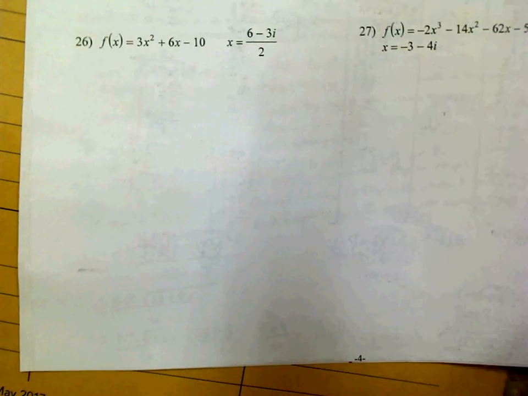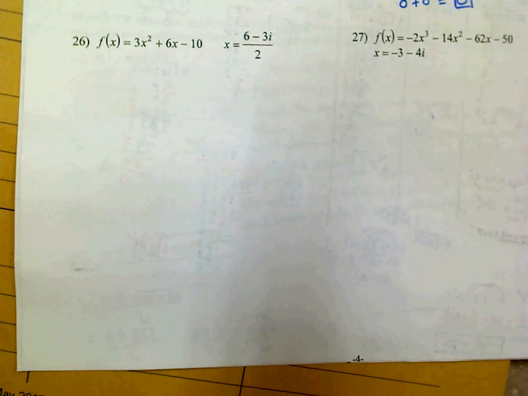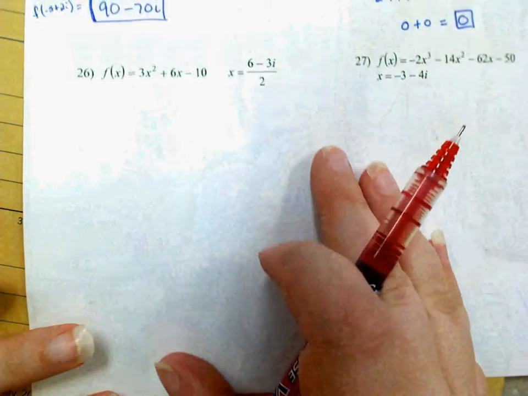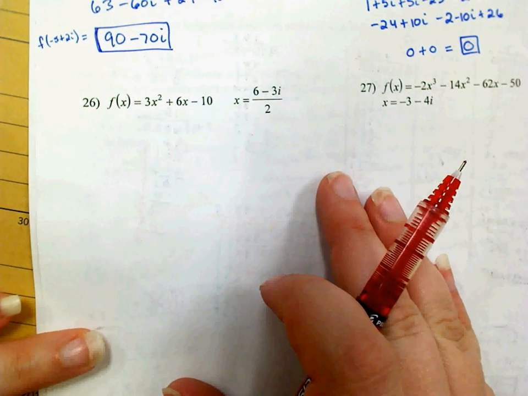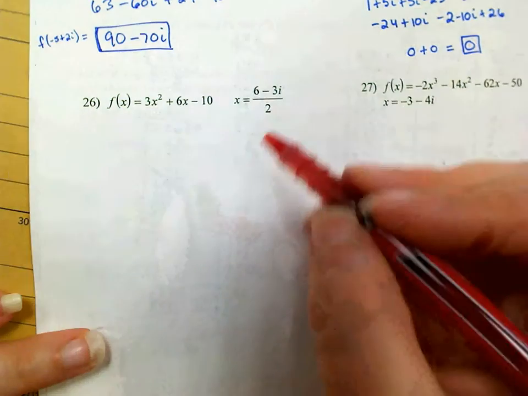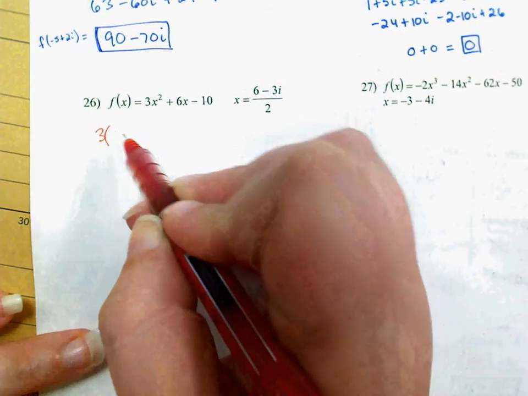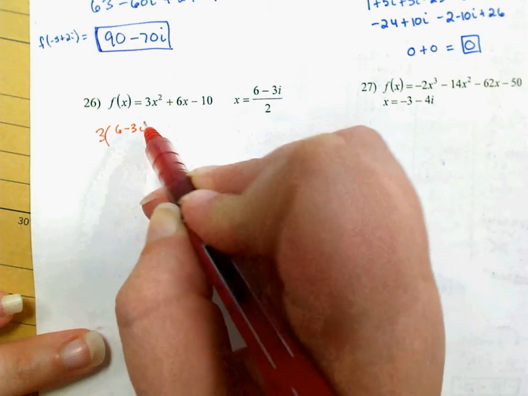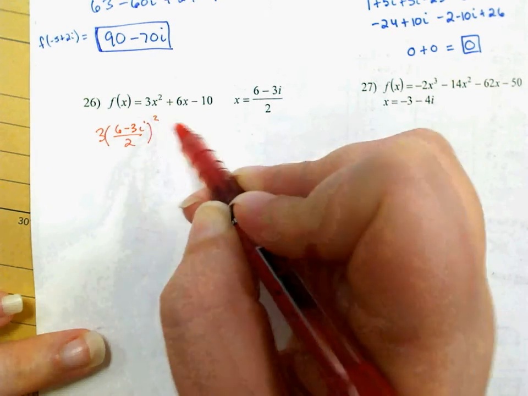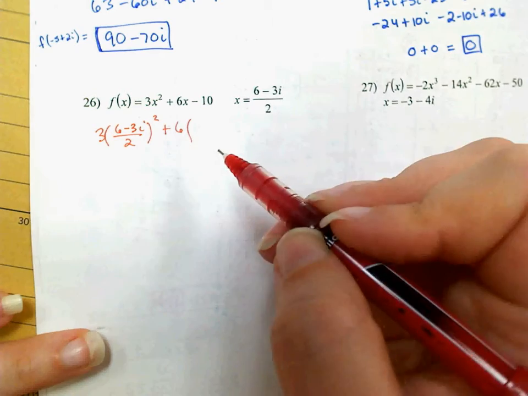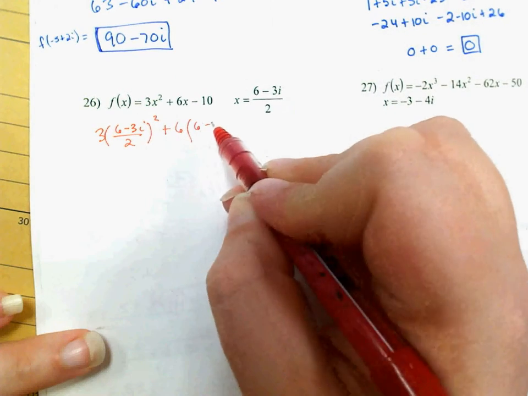Alright, so 26. On 26, I've got to evaluate f of x at 6 minus 3i over 2. So I've got 3 times 6 minus 3i over 2 squared, plus 6 times 6 minus 3i over 2 minus 10.